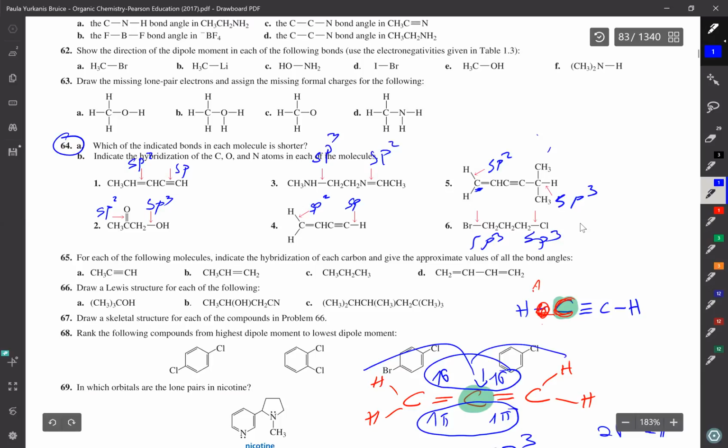So I would like you guys to be able to do that in the exam, be able to recognize the hybridization state, and to be able to draw those hybridization states.